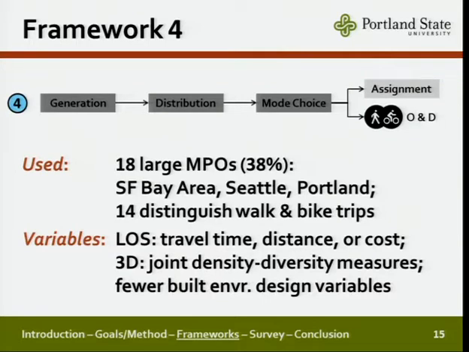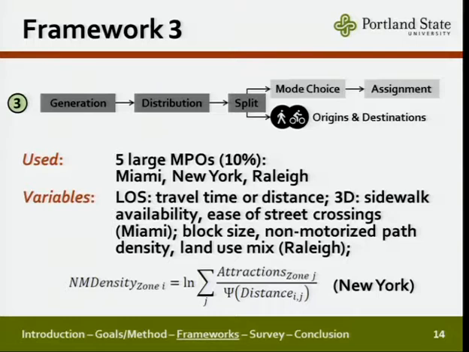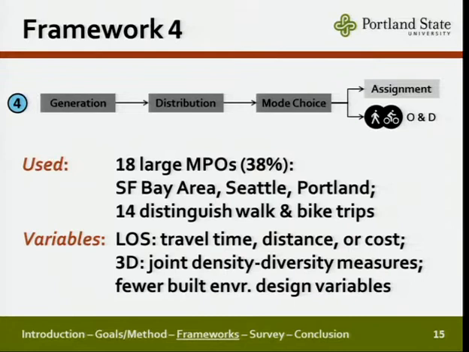Framework 4 is probably what you may be most familiar with. It's where walking or a non-motorized mode is explicitly included in the full mode choice model, as opposed to Framework 3, where we saw it was a preliminary mode choice before the full mode choice model. This is actually the framework where it seems most of the MPOs are moving towards, or have already moved. We see 18 large MPOs in this category, including 14 of those that distinguish between walking and biking. The other 4 actually only include a non-motorized choice in the mode choice model. And I'll come back to that in a little bit.